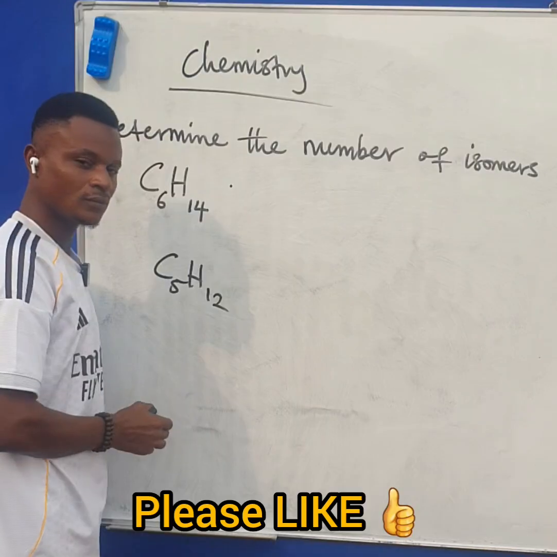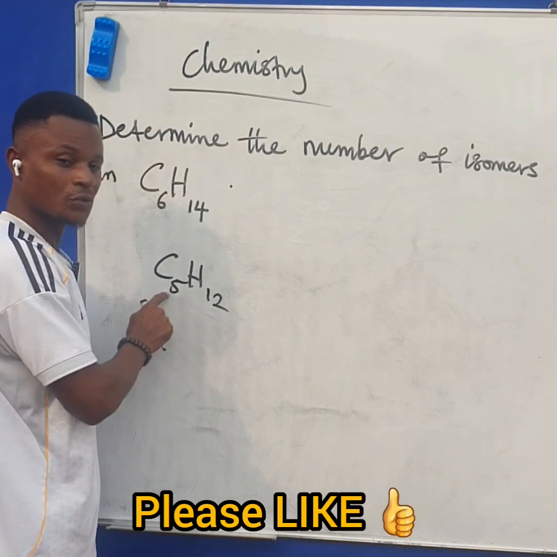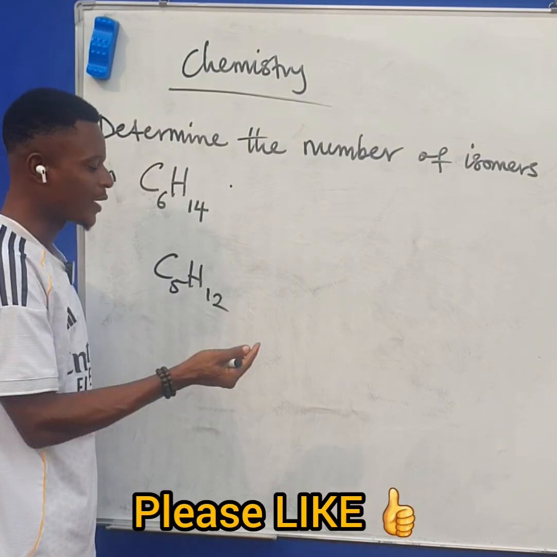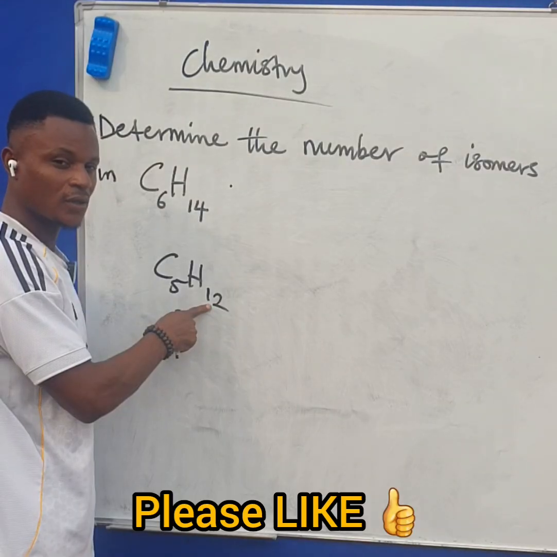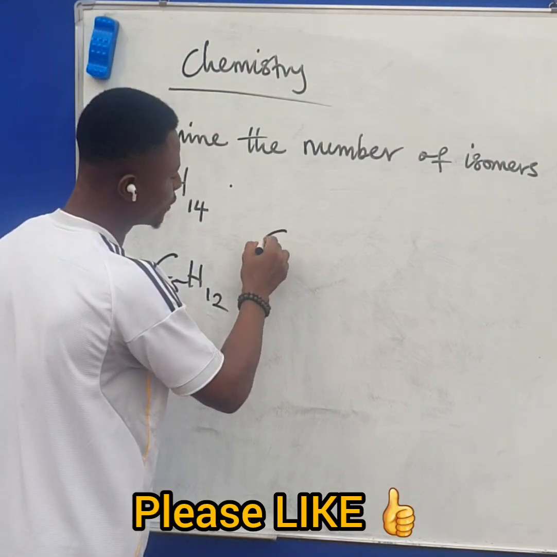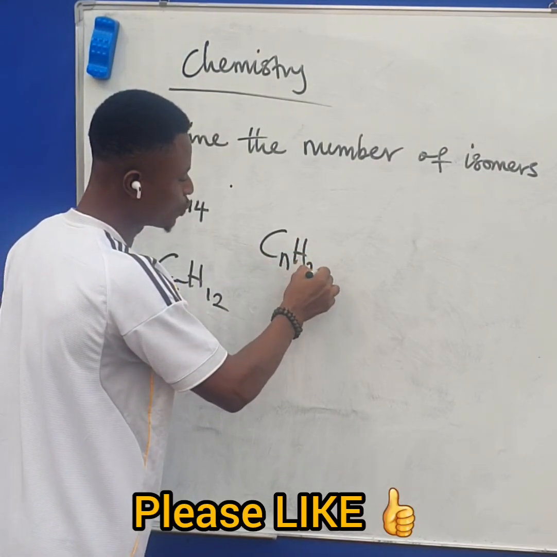C5H12. If you multiply these carbon atoms by 2, you get 10. That 10 now, if you add 2 to it, you get 12. You understand? So this is the general formula for alkane, CnH2n plus 2.